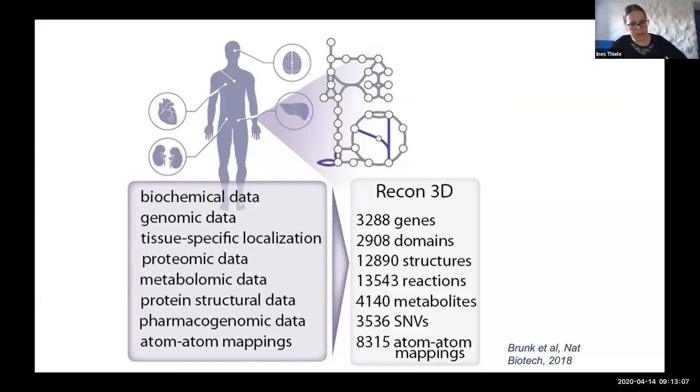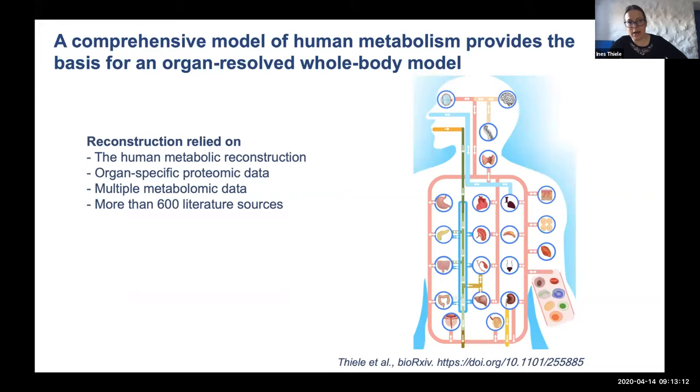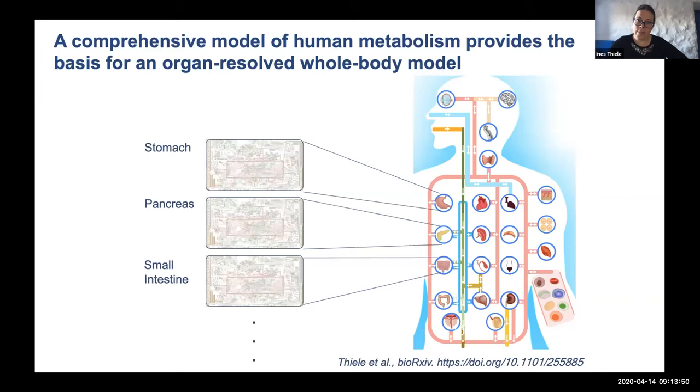And so we set out using Recon3D as a starting point to generate a whole body model of human metabolism. The starting point here was a human metabolic reconstruction, organ-specific proteomic data taken from the Human Protein Atlas, but also from the Human Proteome Map, many different metabolomic data sets for different biofluids, and literature sources that were available for the different organs. This information was all compiled together, and an algorithm was used to derive at once a whole body model, which has a comprehensive representation of organ-specific metabolism within each of these organs. Now, importantly, we didn't stitch the different organs together, but really generated it at once, requiring the entire system and model to crosstalk and collaborate metabolically with each other.